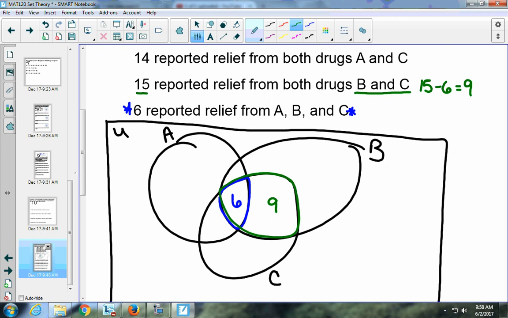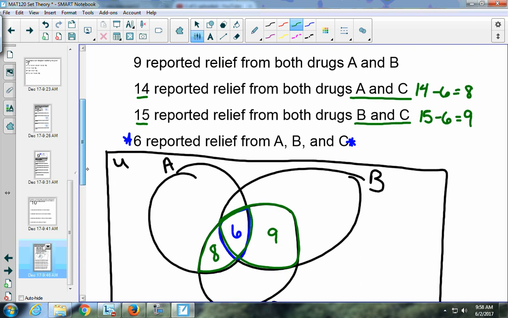When we look up at the next one, the 14 that reported relief from drugs A and C, it's the same idea. The overlap between A and C are these 2 pieces of the Venn diagram. 6 people are already in there. So we need to do 14 minus 6, which gives us 8. So there are 8 people in this section, the A and C only section.